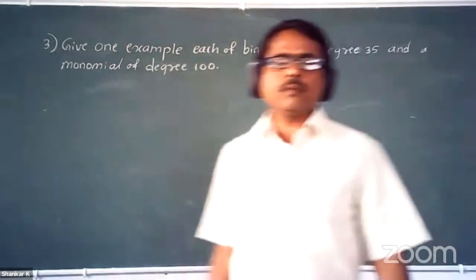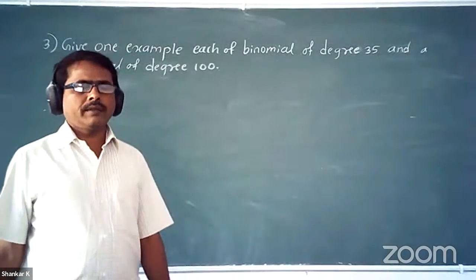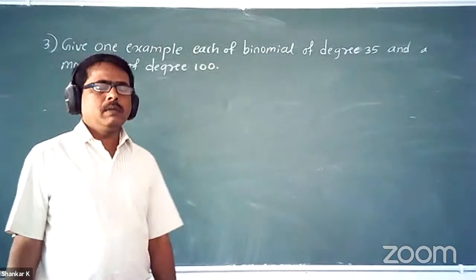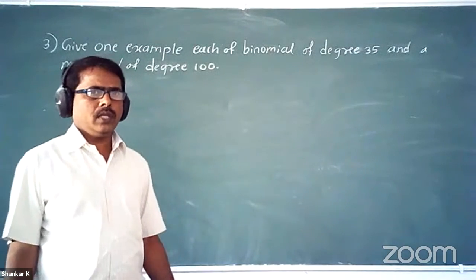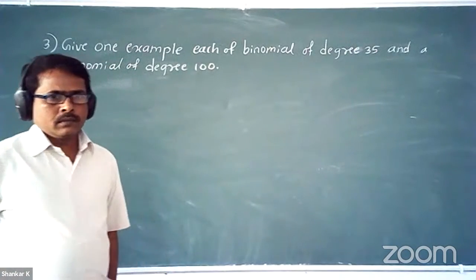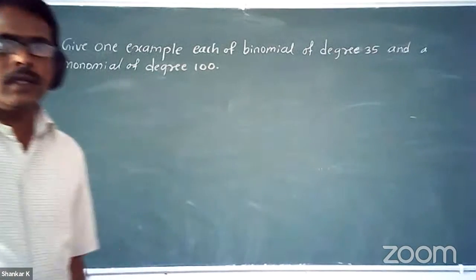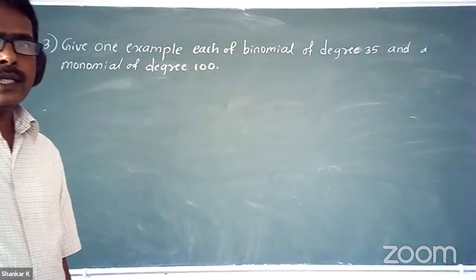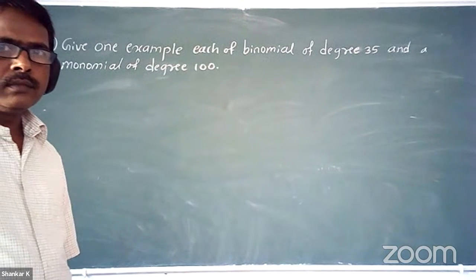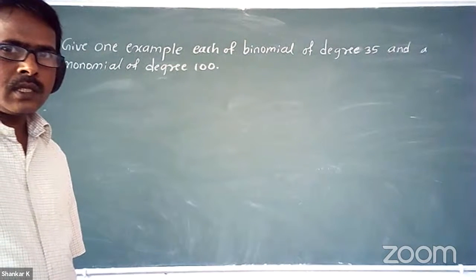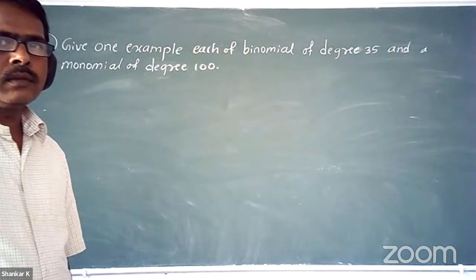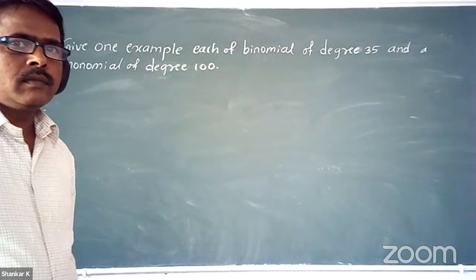Degree 35 means highest exponent should be 35. Binomial means there should be only 2 terms. You can give any example. Yes. Give me an example. Raise your hand who wants to tell the answer.